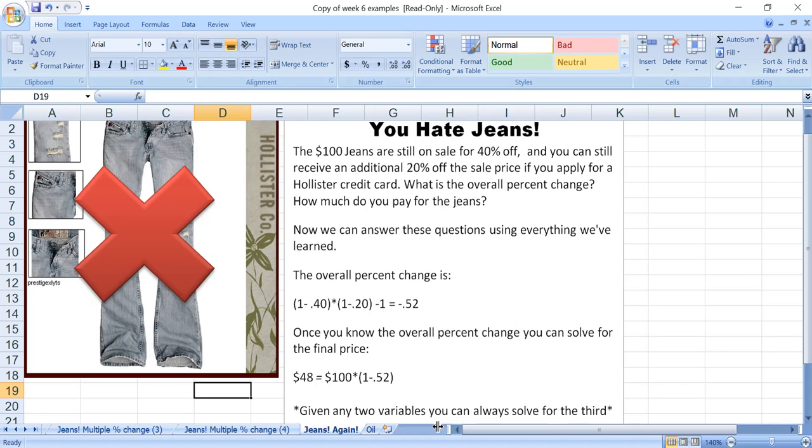Step 1, use the successive percent change formula to figure out the overall percent change. Step 2, once you know this, you can solve for that final price using the simple percent change formula, 100 times 1 minus 0.52. Okay? And given any two variables in this equation, you can always find the third.